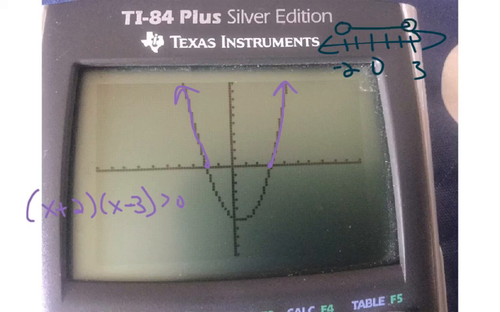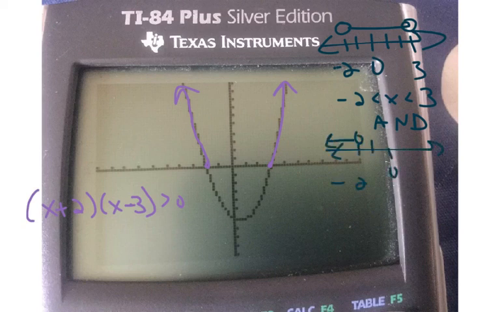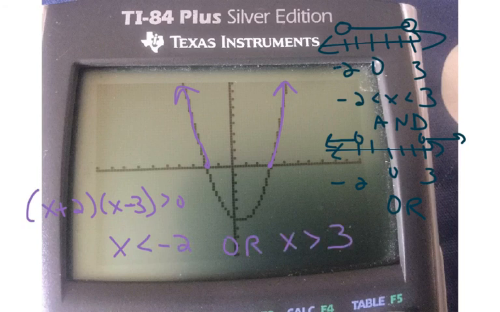A compound inequality is one where you would have two circles on the graph, and then you would just connect them. It was also known as an AND statement. But the one I did in purple here, when they're not connecting, when it looks like this, that was called an OR statement. So the solution, if instead this problem had said greater than 0, would have been x is less than -2 or x is greater than 3.